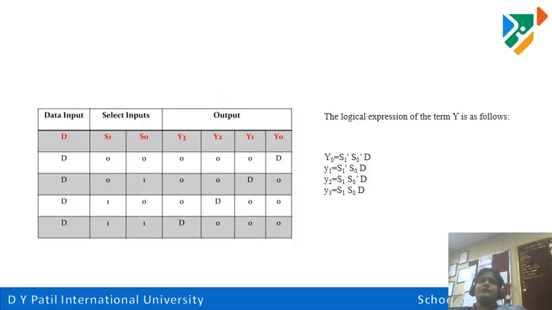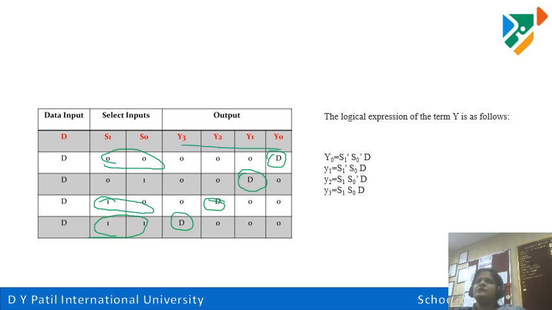If you see, data input is the same, that is D. Select inputs are 2, which is nothing but 00, 01, 10 and 11 combinations, out of which for 00, we are considering that only at y0 the output will come. Similarly for 01, only at y1 the output will be available. In the third case, y2 it will be available, and in the fourth case it will be available at y3. So accordingly we have to write the equation.